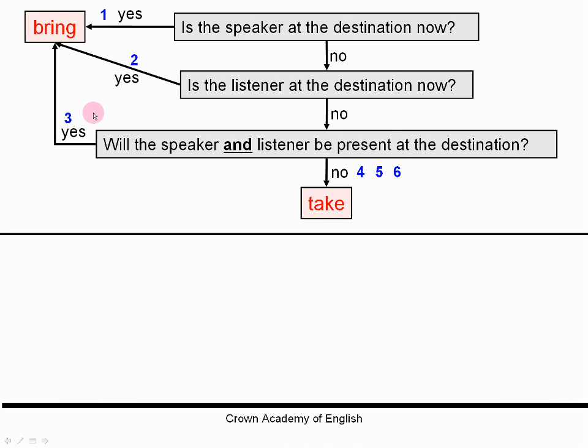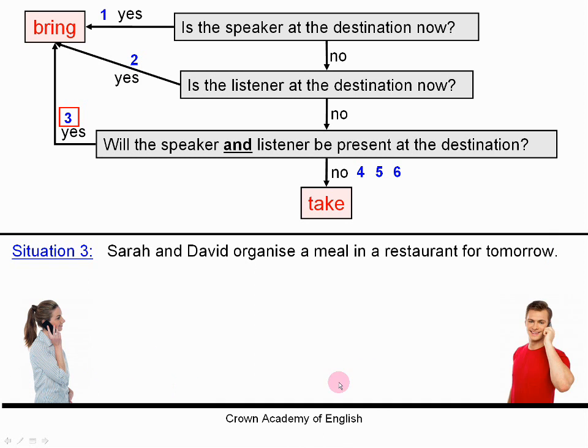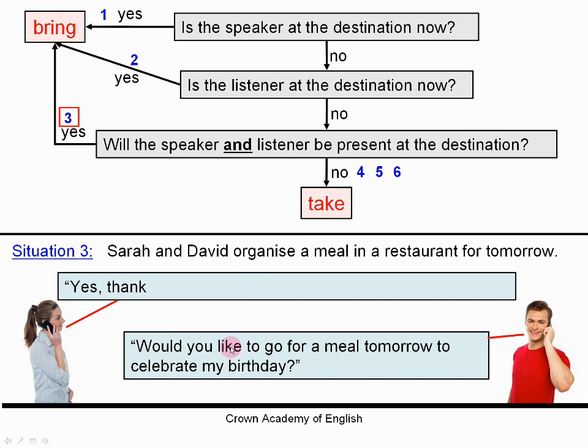Now let's look at situation 3. Sarah and David organize a meal in a restaurant for tomorrow. Here is Sarah, and here is David. And David asks Sarah, "Would you like to go for a meal tomorrow to celebrate my birthday?" Sarah replies, "Yes, thank you. I will bring your present to the restaurant."